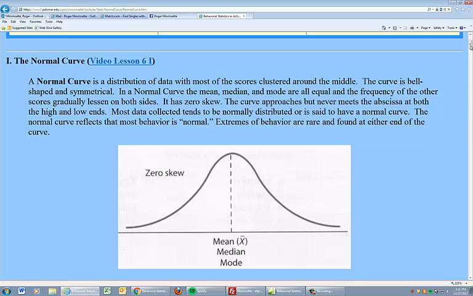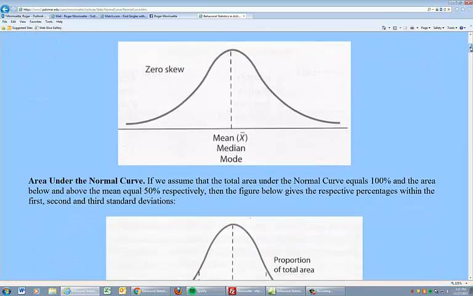One of the main assumptions about inferential statistics, the stuff we'll talk about in the last third of the course, t-tests, ANOVA, stuff like that, is that the data falls into a normal curve. The good news is data generally does.